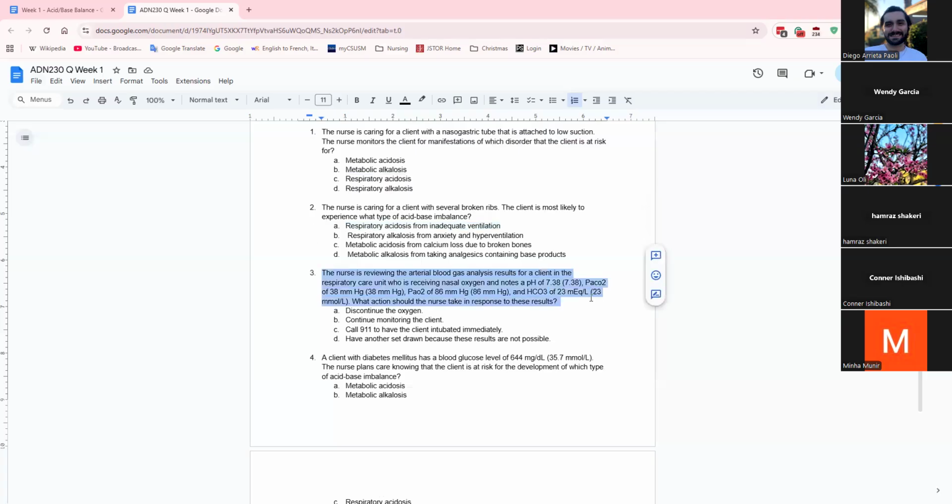Here's one where we have an arterial blood gas. This person has a nasal cannula. They have a pH of 7.38, so that is within normal limits, okay? They have a CO2 of 38, that is within normal limits, and a bicarb of 23, so that is also within normal limits. A PaO2 of 86, that is also within normal limits. So this person here is having a stable ABG.